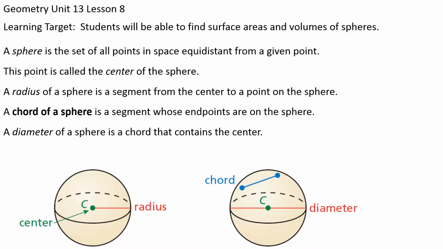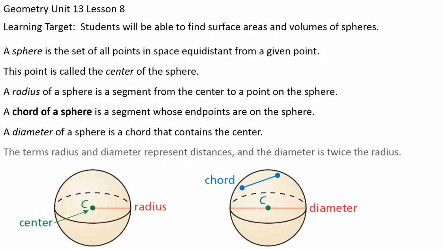And of course, just like a circle has a diameter, our sphere will have a diameter. Just like on a circle, we said if the chord goes through the center of the circle, we call it a diameter. Same thing with a sphere. If the chord goes through the center of the sphere, it's a diameter. And yes, just like a circle, the diameter is twice the radius.